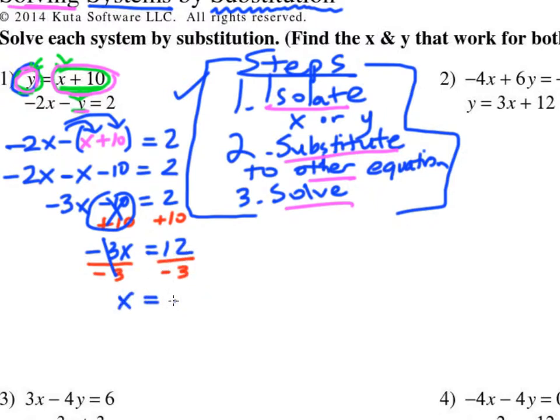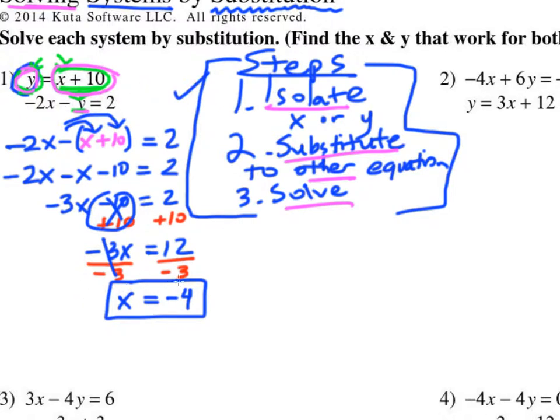Now, to find y, all you have to do is take this guy and plug it back into either equation. It doesn't matter. You could plug it in here or here. Just find the simpler one. Which one looks more simple? To me, it looks like this top one is a little more simple. So we're going to take this guy, plug it in right here for x.